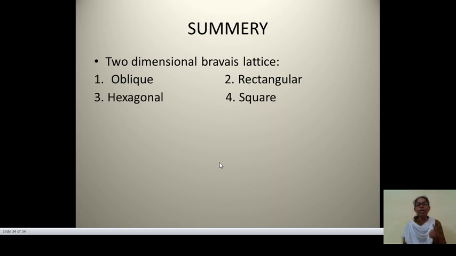For oblique there is only one system, the primitive cell. For rectangular, A is not equal to B but theta is equal to 90 degrees. This is the condition of rectangular. In rectangular there are 2 different types: first one is primitive and second one is non-primitive. Hexagonal: A is equal to B and theta is equal to 120 degrees. And the fourth one is square: A is equal to B and theta is equal to 90 degrees. This is all about the 2-dimensional Bravais lattices.